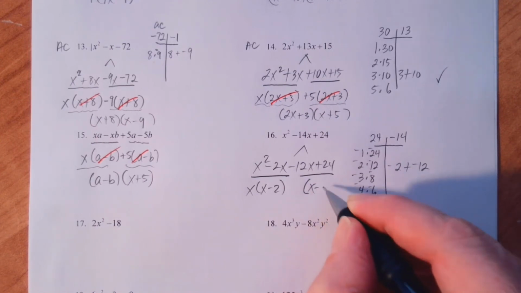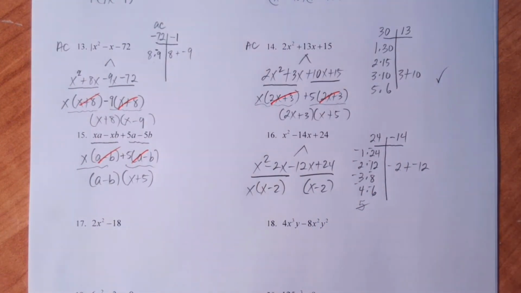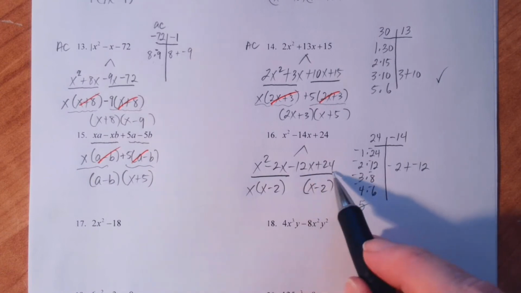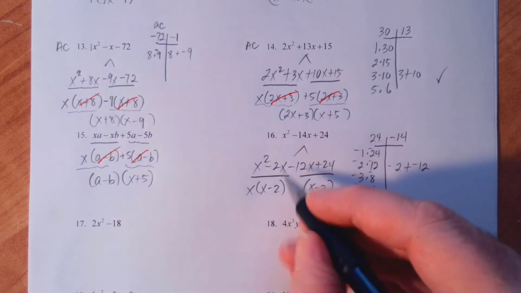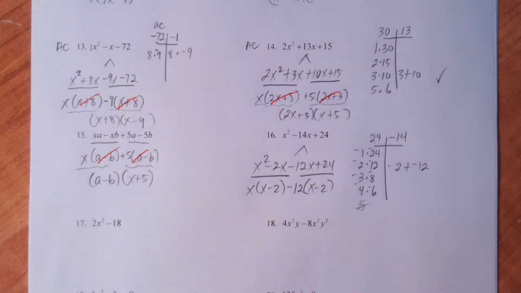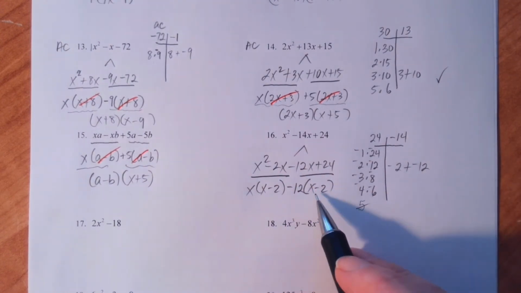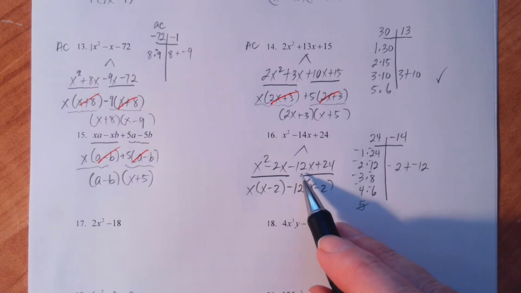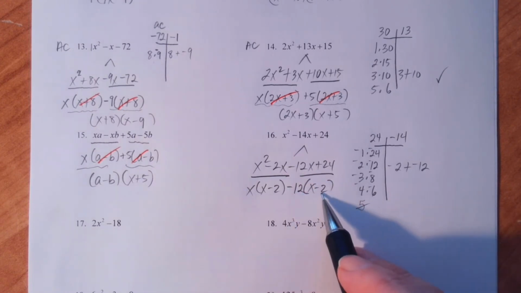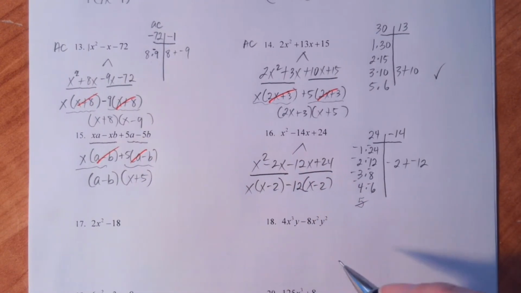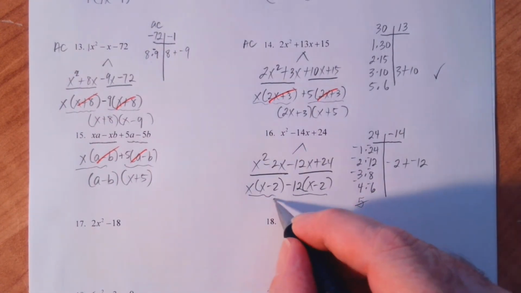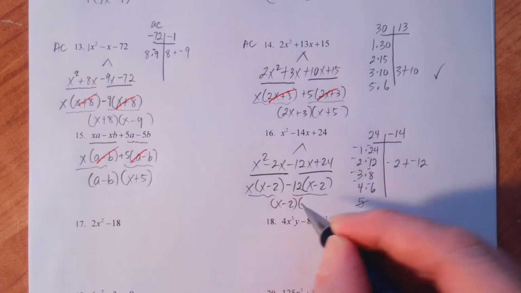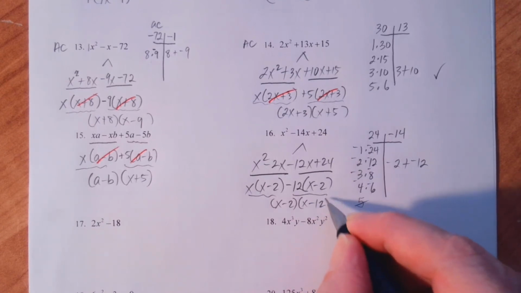Again, I'm expecting to get the same thing inside the parentheses here. And to get these two terms, it looks like I'm going to need to multiply this x by -12. So we'll put a minus 12 in here. Notice -12 times x is -12x. And -12 times -2 does give you the 24. And so finally we have two terms with an x minus 2 as the common factor times x minus 12.